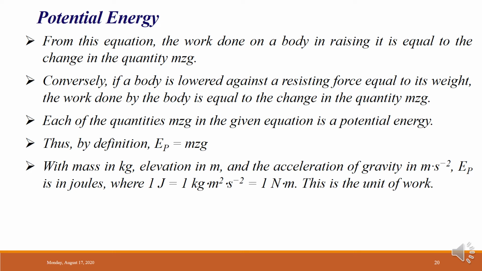And conversely, if the body is lowered against a resisting force equal to its weight, the resisting force will be its weight, right? So the work done by the body is equal to the change in the quantity mzg. Each quantity mzg is a potential energy. So by definition, Ep is equal to mzg, and its unit is again joules, right?